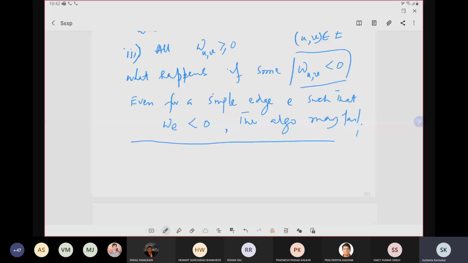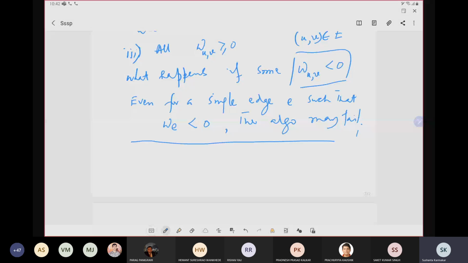Because one can always design some sort of counterexample where it will fail to give the shortest path. Remember, it is not that the algorithm will fail. The algorithm will terminate and give some path, but it will not be the shortest. The desired result will not be produced. Okay, so that is the thing.